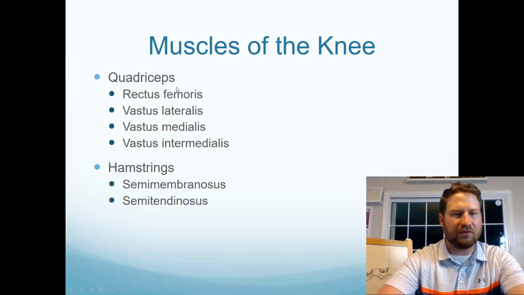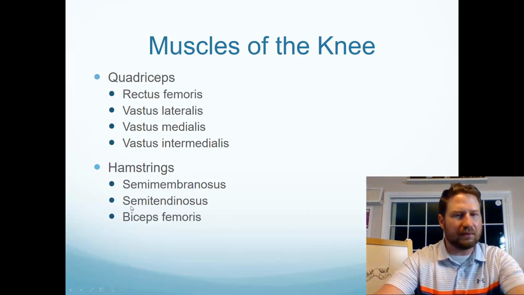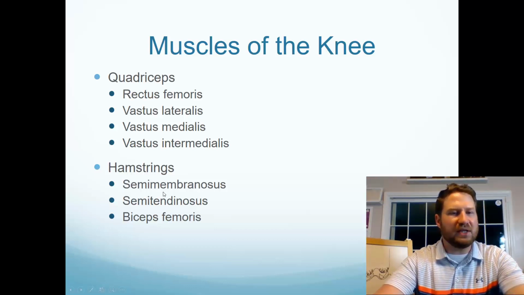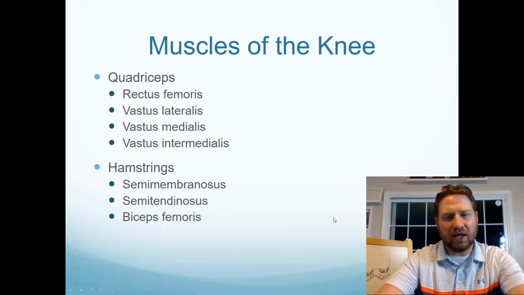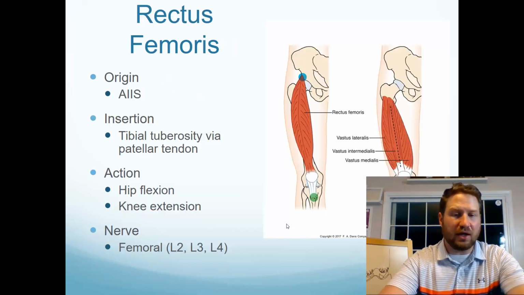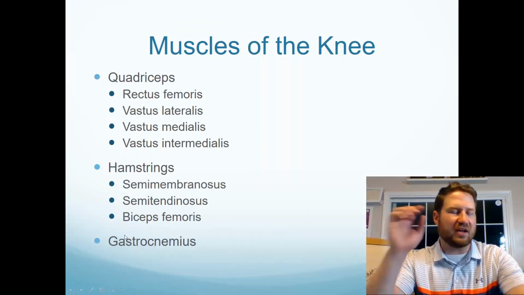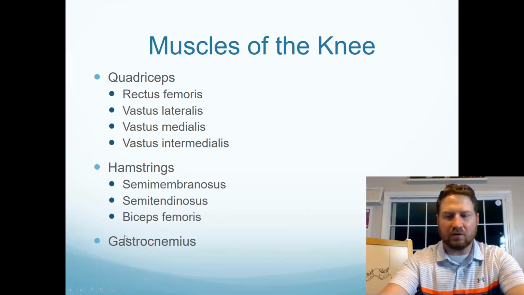You have your hamstrings that we've talked about already. There's three of them, four if you want to get picky with your biceps femoris. Your semimembranosus, your semitendinosus, and your biceps femoris. You could write long head and short head over here to the side if you want to. Okay. Your gastrocnemius, its best friend will be the soleus. The soleus is not talked about today because the soleus only crosses the ankle joint.